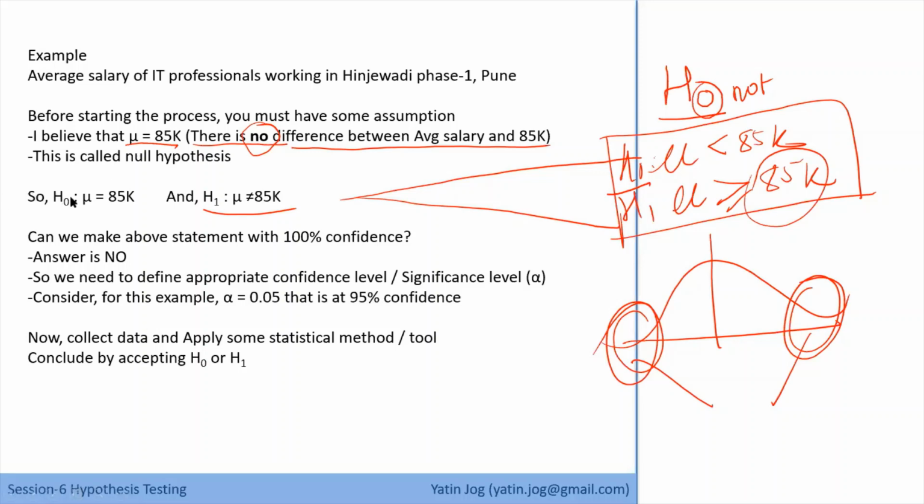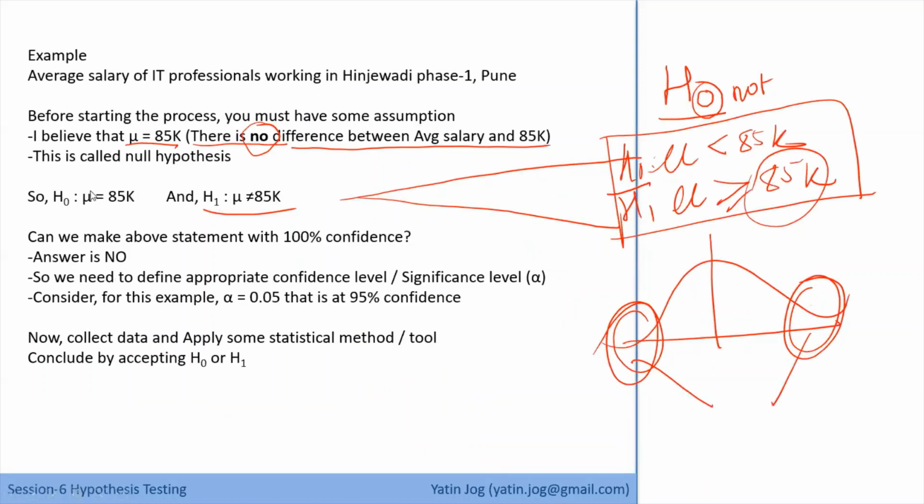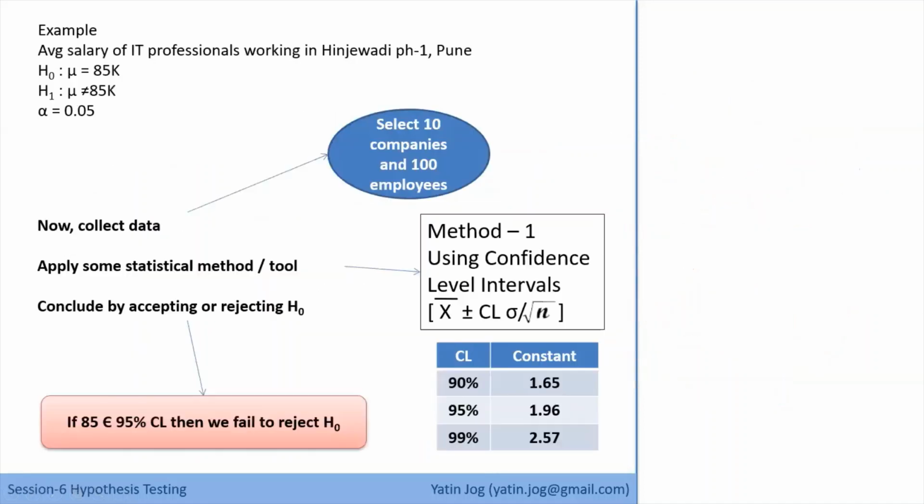So I have gone ahead with step number 1, which we have discussed: state the null hypothesis and alternate hypothesis, fix the value of alpha, collect the data. I have done all those things. I have stated H0 and H1, and I have fixed the confidence level at 95%. Now I'll collect the data, and then apply some statistical method or tool to conclude by accepting or rejecting the H0, or by accepting or rejecting the H1. That is my process, so I will continue with it.